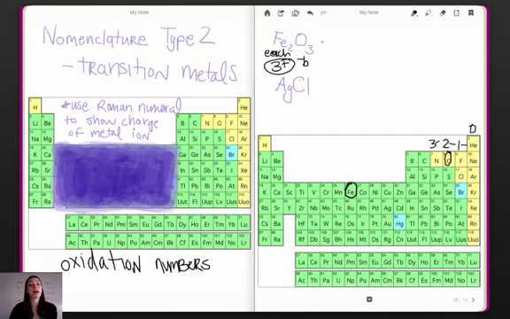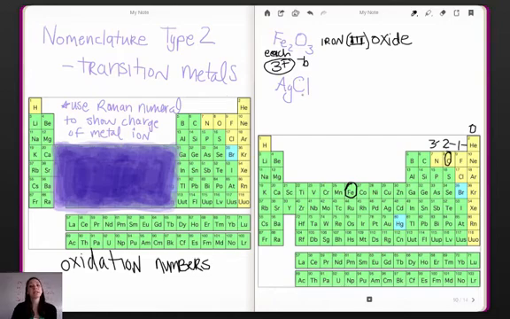So now I can write out what my nomenclature is. Fe is iron, and then I know the charge of my metal now, which is 3 plus, so I put 1, 2, 3 in parentheses, Roman numerals. You can leave them like that, or you can make it into those Roman numerals. And then I follow with my nonmetal, which is oxygen, which will change to IDE, oxide. So it'll be iron 3 oxide.